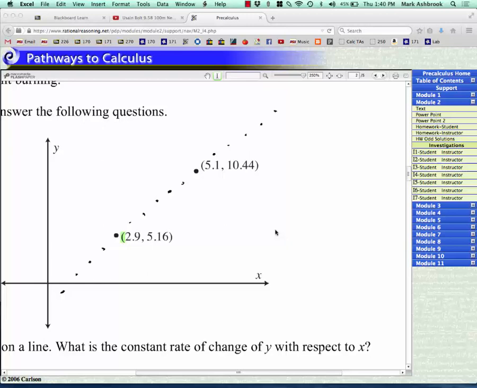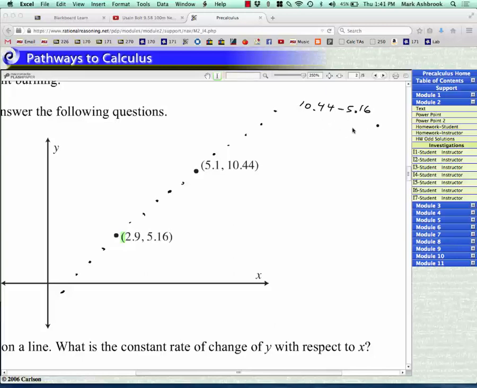Where's Aaron? Aaron, talk to me about getting started here. How'd you get started? Okay. And what is that? 10.44 minus 5.16. What is that? No, not the answer. Sorry, not the answer. But what is it? What does it represent? Why did you do that? You've got to get the original value minus the original minus the second.